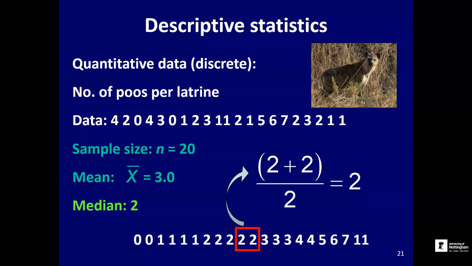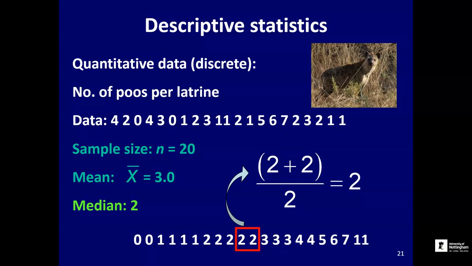So the median and the mean can be different, and the difference actually tells you something about the distribution of the data. In this case, we've got a few latrines with quite a lot of scat, 6, 7 and 11, and lots of latrines with only 0, 1 or 2. So we've got quite a skewed distribution actually, weighted towards 0 with occasional observations on the right hand side of the distribution. We'll look at distributions later on. And that's why the median, the middle value, is lower than the mean value, because the mean is pulled up by a few large observations, 6, 7, 11.